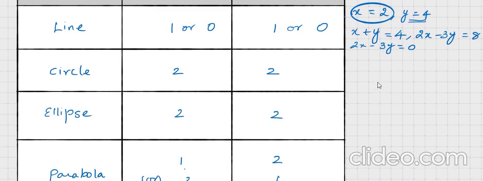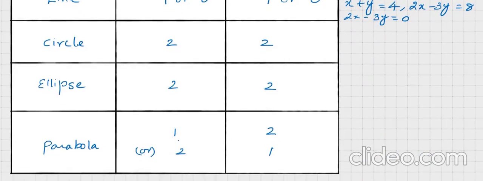Now let us come to the parabola, before going to circle or ellipse. For a parabola, the degree of x must be 1 and the degree of y must be 2. Not minimum or maximum, like that. It must be either degree of x equal to 1 and degree of y equal to 2, or if the degree of x is 2, the degree of y must be 1.